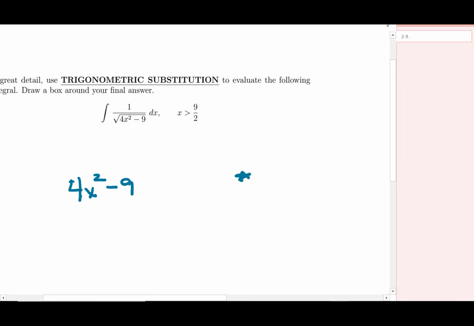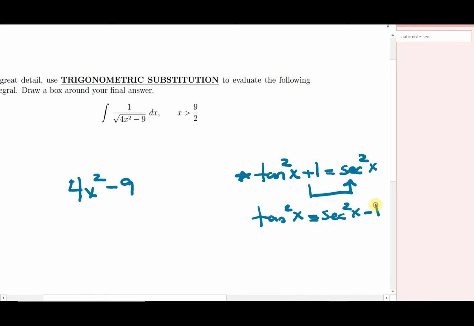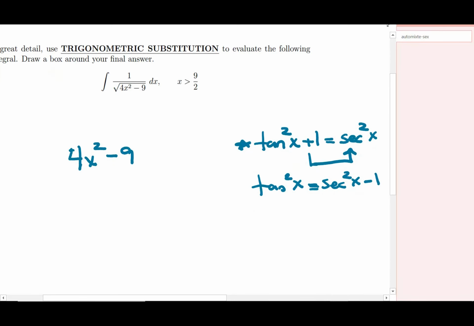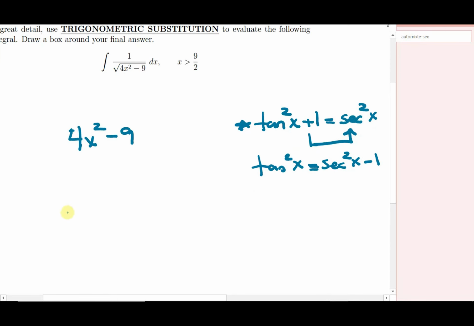For one, the first identity we need to focus on is: if we take tan squared x plus 1 equals secant squared x, and then subtract 1 from both sides, we're left with tan squared x equals secant squared x minus 1. So that's critical information. Another thing we know is if you take 2x and you square it, you get 4x squared.